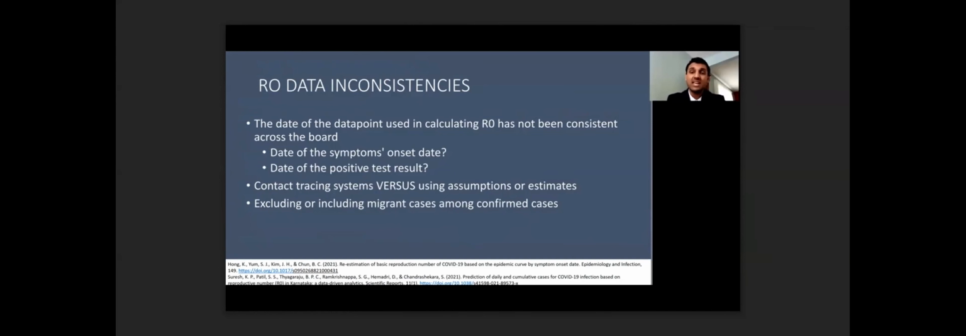The date of the data point used in calculating R naught has not been consistent across the board. Some of the differences include the date being the symptom's onset date or the date of the positive test result. Second, the use of contact tracing systems versus using assumptions or estimates. And third, excluding or including migrant cases among confirmed cases. Case in point, Kerala State in India in June of 2020, where migrant travelers were counted to predict infections for the following 2 months. The wide ranges in R naught values reported by different studies indicate that exact estimations of R naught are not so straightforward as the general perception.